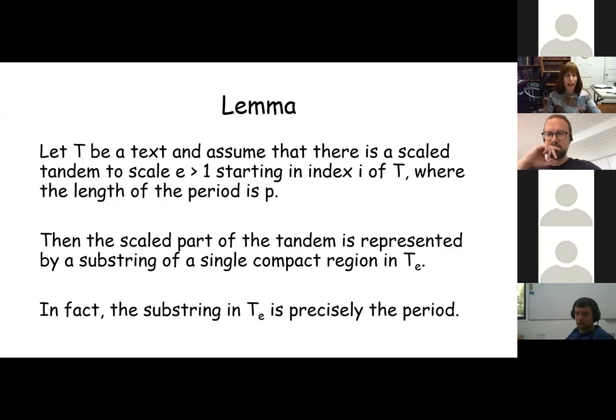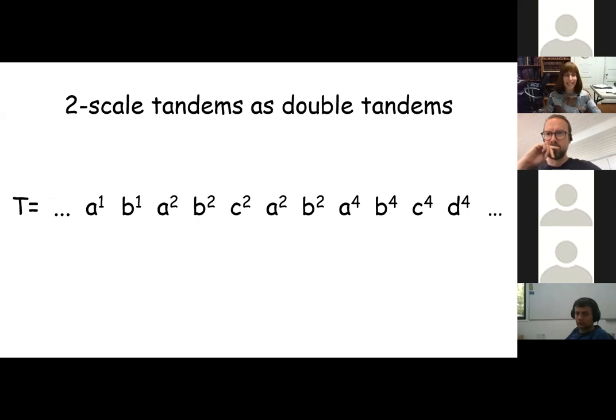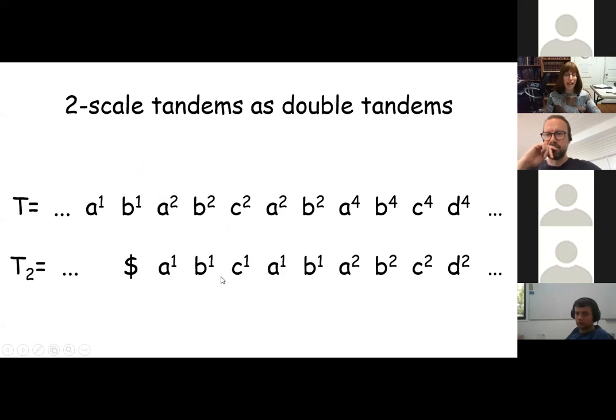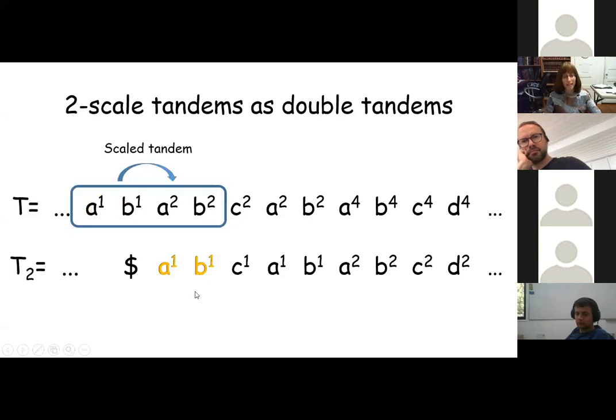And then what you have is a scaled tandem repeat actually turns into a double string tandem repeat between your original text and one of the texts in your compact regions data structure. Because whatever your scale E is, take a look at T sub E, and you're going to find that the second copy is identical to its first copy. And there you have it.